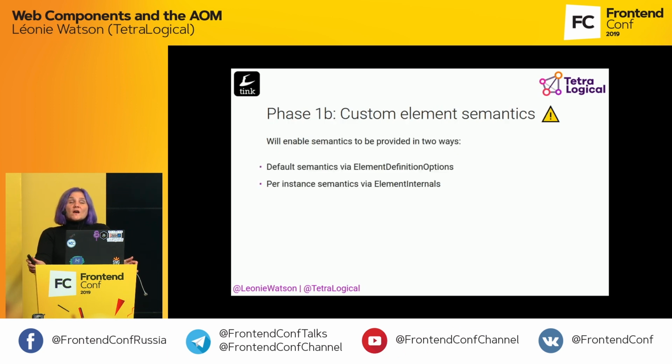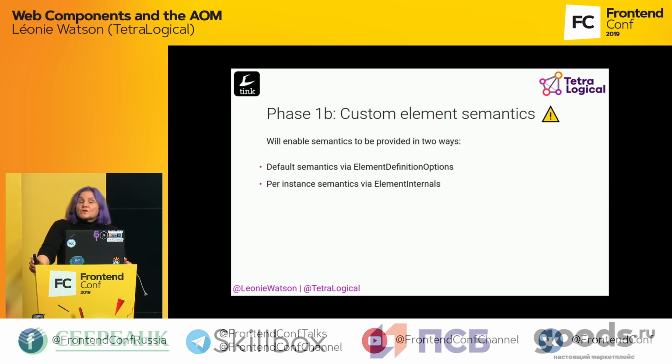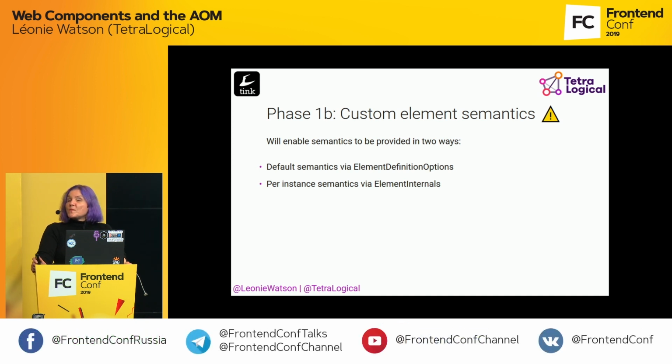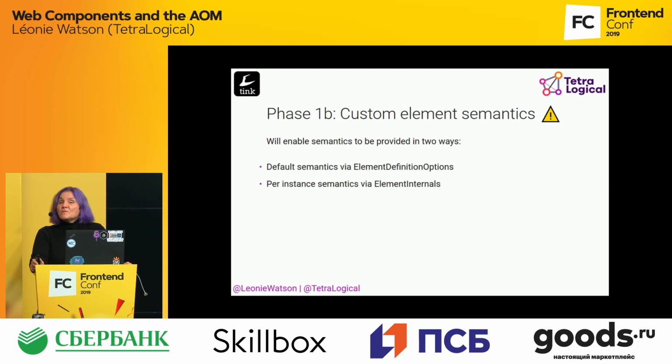Phase 1B wants to add custom element semantics. So there are two ways that they want this to happen. One is that when a custom element is instantiated, when it's added to the page, they want all the accessibility information to be put in place right from the very beginning. The other option is that each time a custom element is used, we can alternatively set up its internals, which is a simple way of saying we want to do what the browser is already able to do.